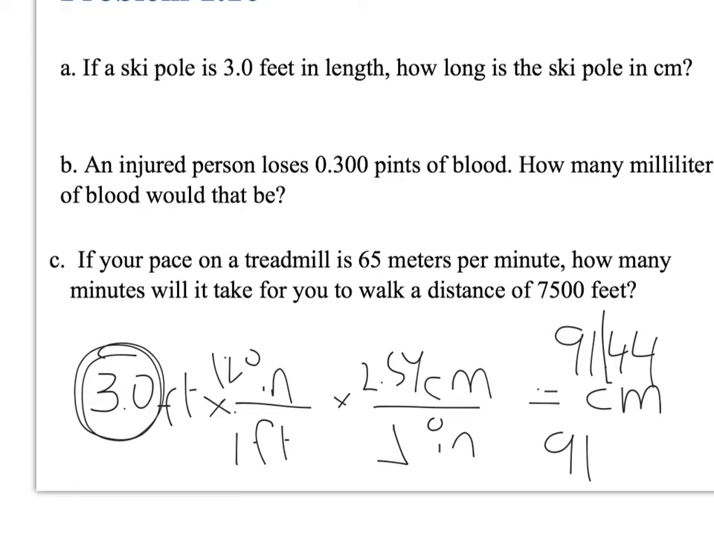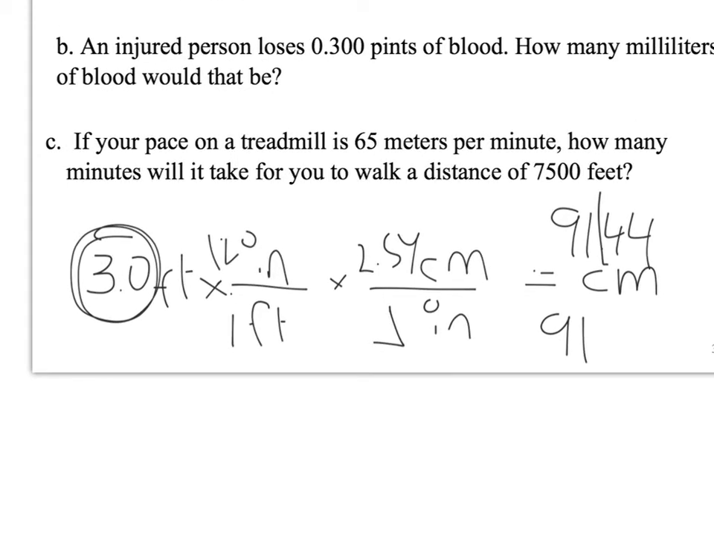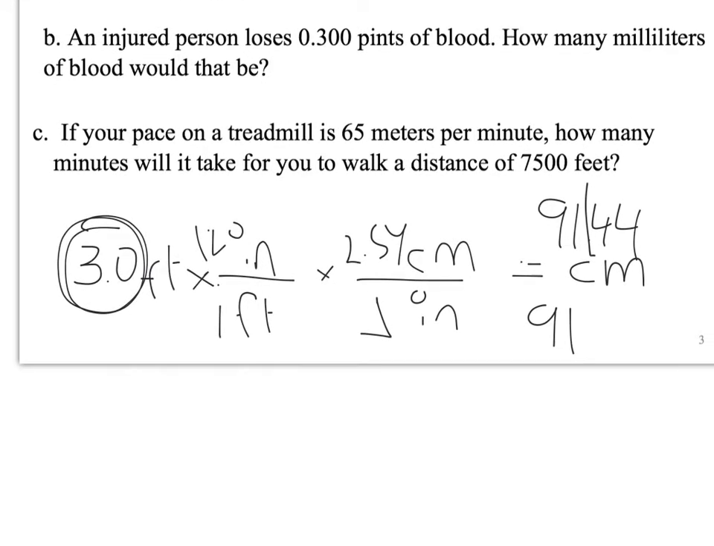Okay, so we'll do the second one. An injured person loses 0.3 pints of blood. How many milliliters is that? So we have the given is 0.3 pints. We're going to go from pints to quarts. So we say 1 quart is 2 pints.